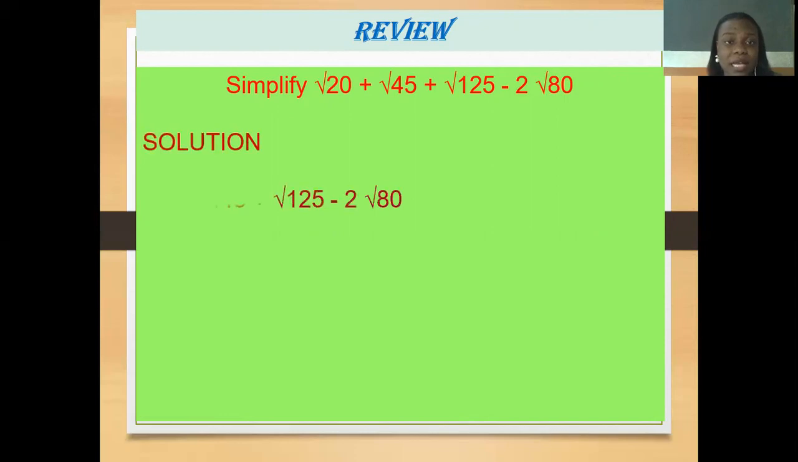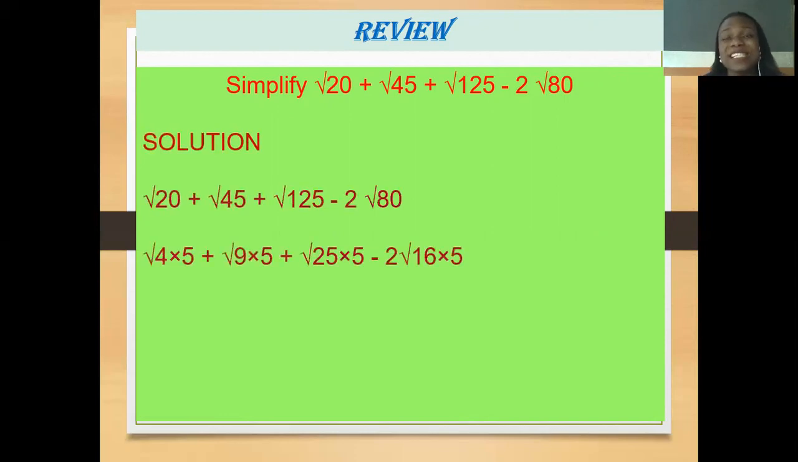So we have the expression now. Root 20 can be expressed as root 4 times 5. Remember, when we are trying to take it back to basic form, we need to look for the highest possible perfect square that we can get out of that number. So for 20, the highest possible perfect square is 4, so 4 times 5. For 45, the highest possible perfect square is 9, so 9 times 5. For 125, we have 25 times 5. And for 80, we have 16 times 5.